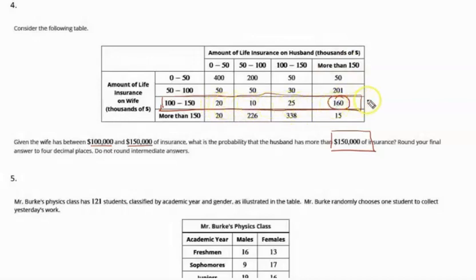So what we need to do is add up this column. And when I did that, I got 215. And then this is the number of husbands, 160. And then we're to round our answer to 4 decimal places. So this is going to be 0.74418. So rounding it to 4 decimal places, 0.7442. Okay, straightforward, but they're not giving us a lot of information as to what these numbers are, but we're assuming these are the number of individuals that they did the survey of.